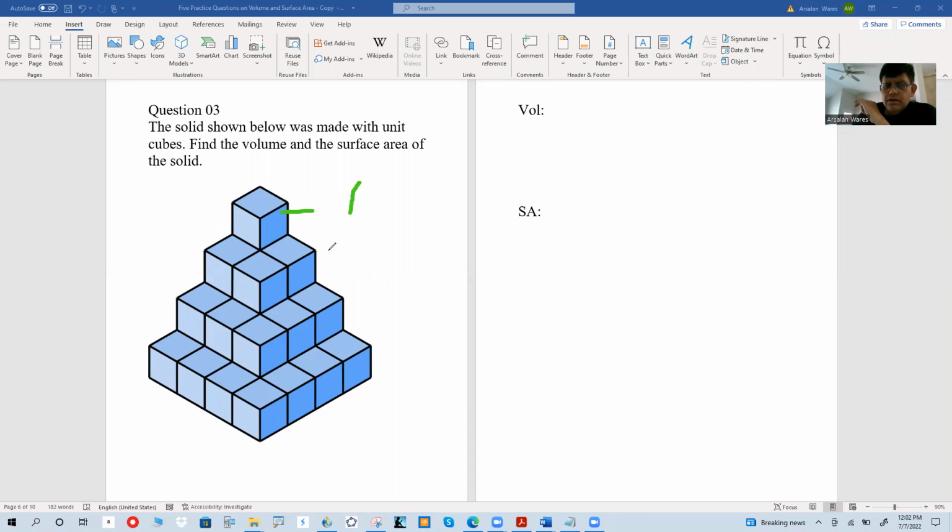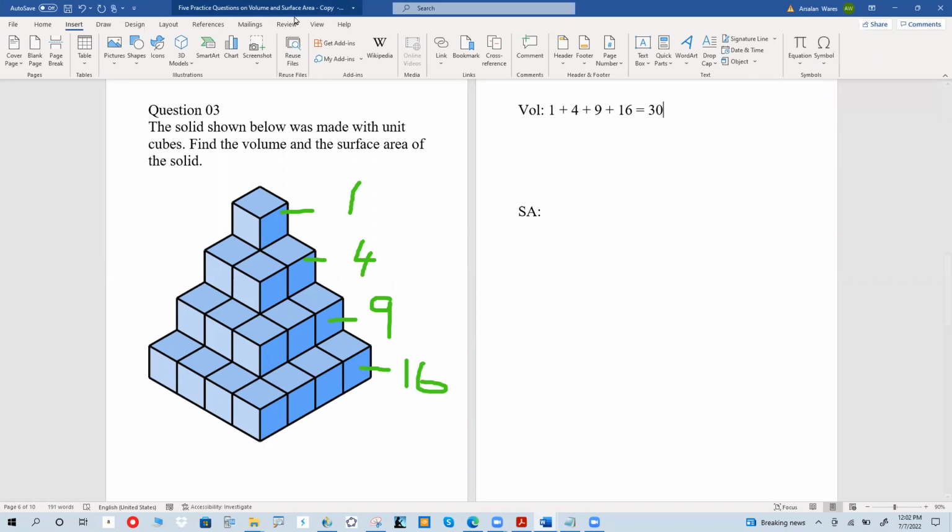1, 4, and I have 9 cubes. I'm counting the cubes, not the squares, and 16. Count it carefully. Your volume will be 1 plus 4 plus 9 plus 16, whatever that turns out to be, 29, I think 30. Now I'm really tempted to check, but I'm going to keep my fingers crossed and assume my answer is correct. And of course, if my answer is wrong, I have to redo it. But so that's that.